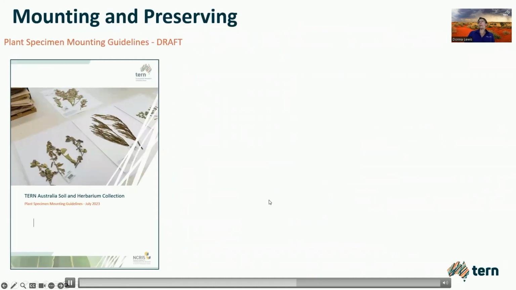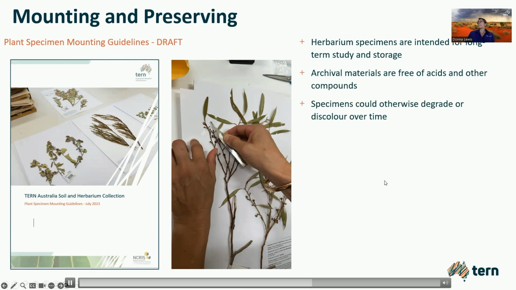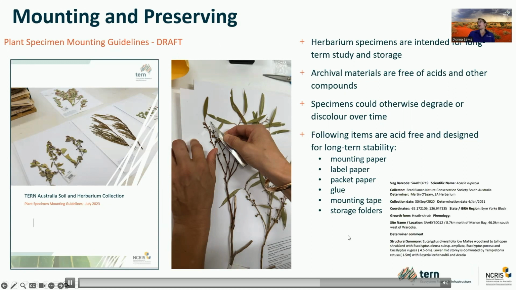Now, once we've collected our specimens in the field, we bring them back into the lab, and we've started a new process of mounting and preserving the specimens. So we've also developed guidelines, in very final draft. Herbarium specimens are intended for long-term study and storage, so we need to use archival materials free of acids. Otherwise, specimens will degrade and discolour over time. So we use a range of archival material listed here below, and we've also prepared a label including additional information and the TERN branding.